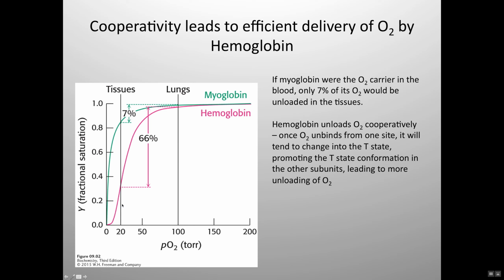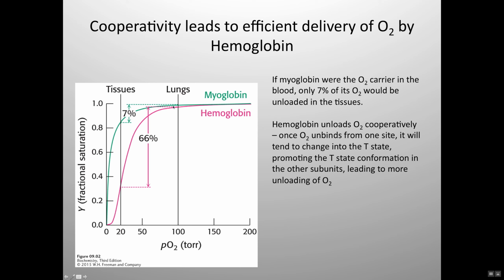So when we look at this saturation and desaturation curve, if myoglobin were the oxygen carrier in blood, only 7% of its oxygen would be unloaded in the tissues. So what do we mean by that? Let's compare. The oxygen concentration in the lungs is about 100 torr. The oxygen concentration in the tissues is about 1/5 of that, at 20 torr. So if myoglobin were the oxygen carrier, in the lungs it would be 100% saturated, and then in the tissues at 20 torr it would only lose 7% of its oxygen.